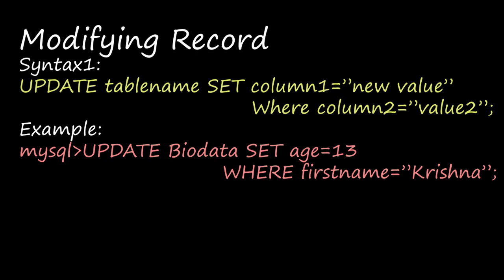That one you have to give to update or modify previously available data in a table or a record. For this, update biodata, that is update then the table name, and then set the first column's name equal to, and inside the double quotes you have to give the value, and then where, and then the first name, the second column, equal to, and inside the double quotes you are giving the second value, and it will end with a semicolon.